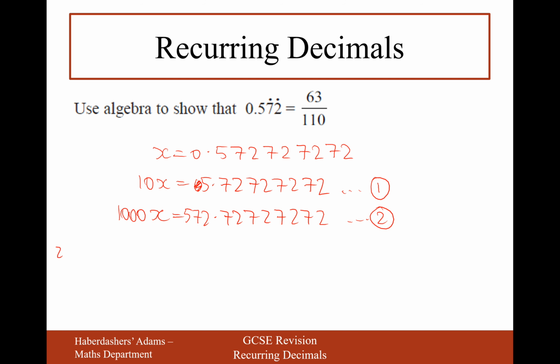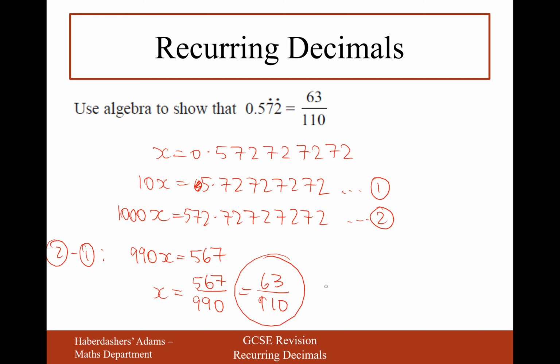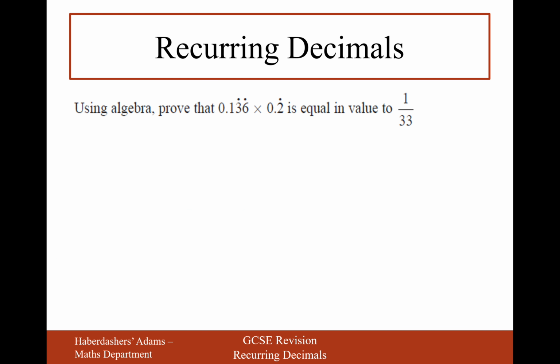So we're now going to do statement 2 take away statement 1. That'll be 1000 take away 10 is 990. X equals 567. Then we'll divide the left and the right hand side by 990. And then divide top and bottom by 9, and we get 63 over 110. And there we are, that's the answer for this question. Let's move on to the next part.